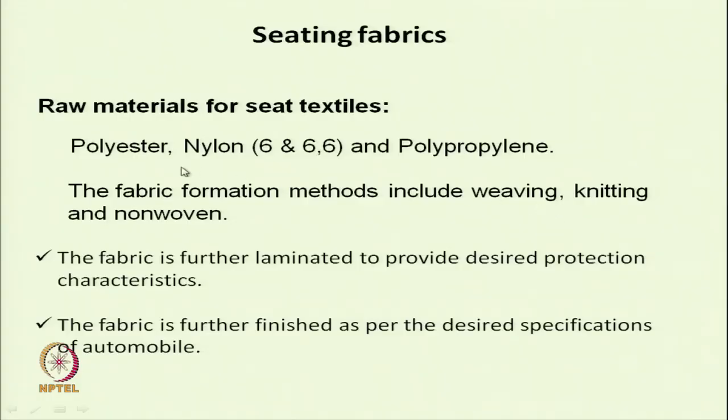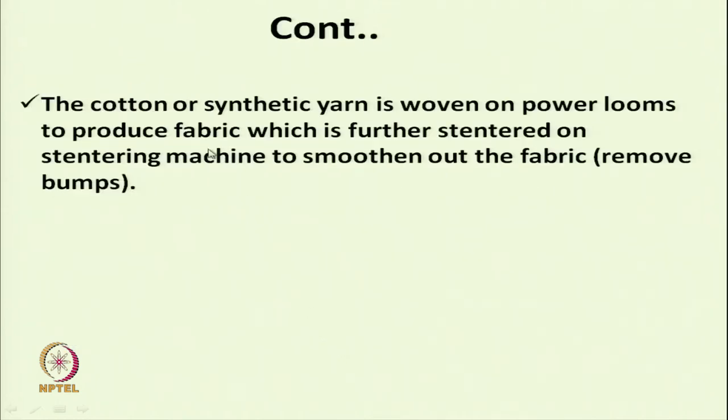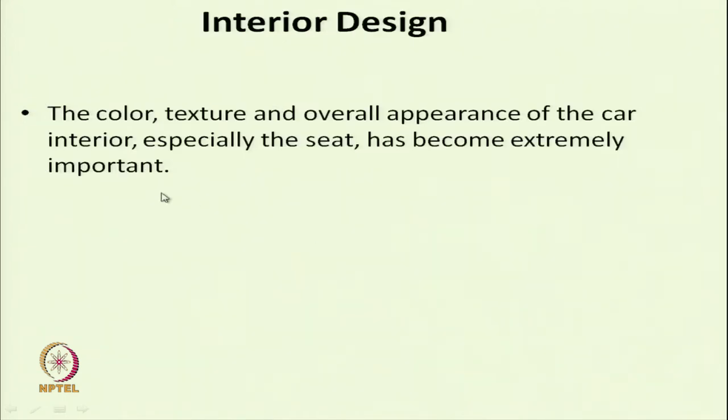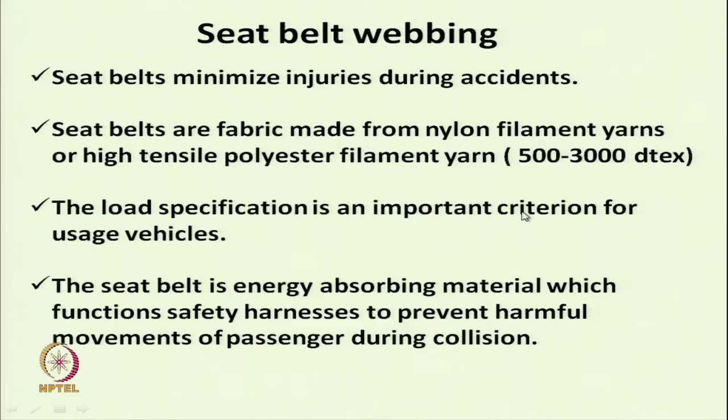Next come the sitting fabrics, or seating fabrics. The raw materials are polyester, nylon and polypropylene, and woven, knitted and non-woven fabrics are used for them. Fabric can be laminated to provide desired protective characteristics. Cotton and synthetic yarns are used for seating fabrics. For interior design, the color, texture and overall appearance is important.